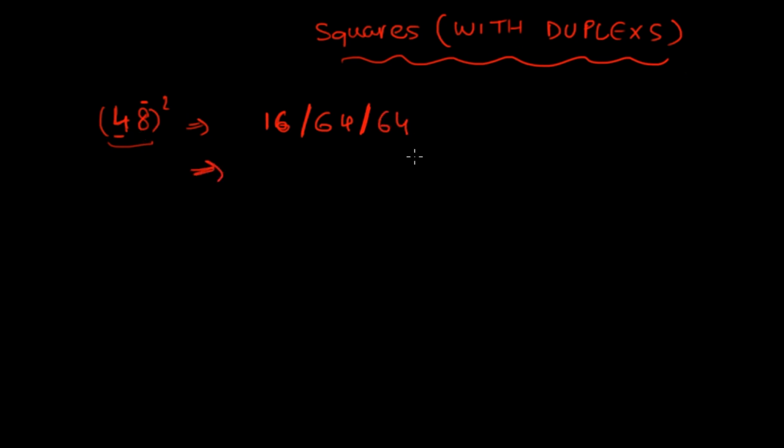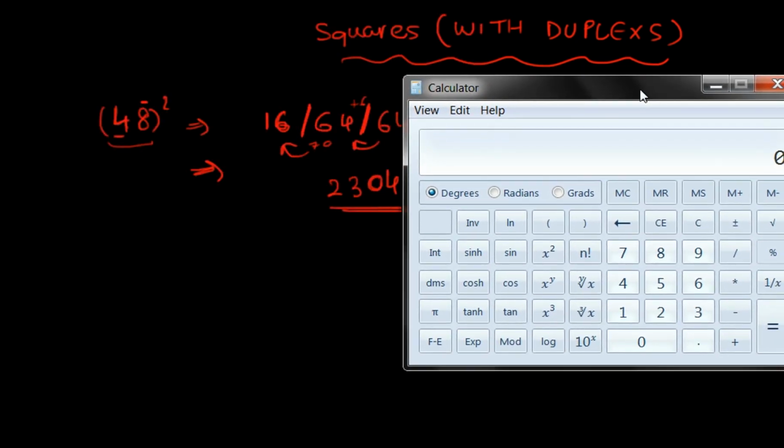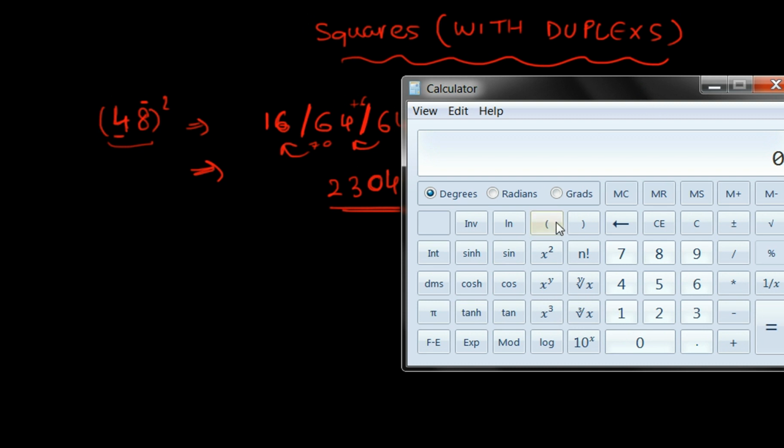So the final answer would be 4, the 6 gets carried over, so it becomes plus 6, and the answer is 70. So it becomes 0, and then the 7 gets carried over, so it's 2304. And this should be the answer. Let's just check that out with a calculator. Alright, so we have 48 squared, and that's 2304.